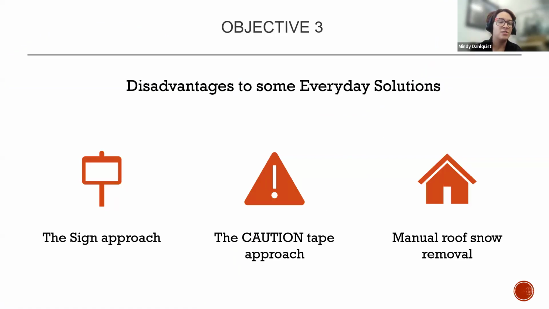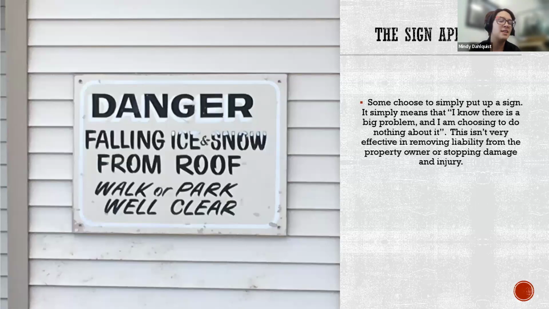So there are some everyday solutions: the sign approach, the caution tape approach, and then manual rooftop snow removal. So we'll dive into each one of these a little bit and see if they are actually helpful in the long run. So the sign approach, this is something you'll see almost anytime you go into ski resort areas or some of these little mountain towns, and they will have a sign that simply is put up and says, "Danger, falling snow and ice from the roof." This one says, "Walk well or park clear." The problem with this sign specifically is it is the color of the siding, so it blends right in. Oftentimes these are placed in places that you are not going to notice before there could also be an issue.